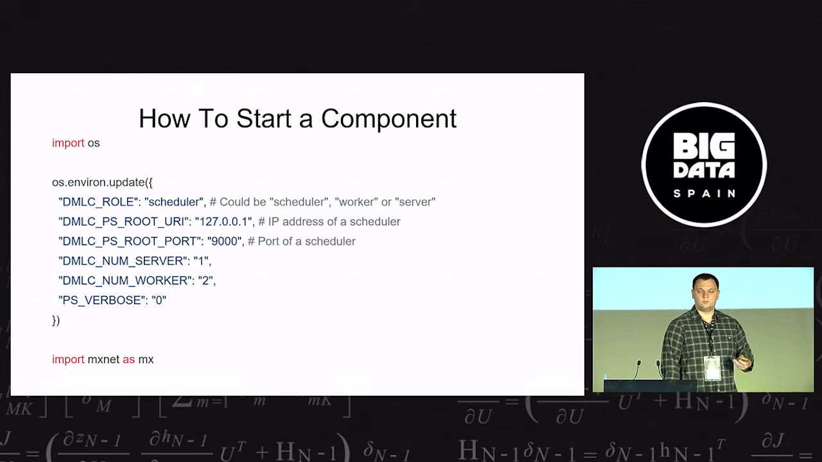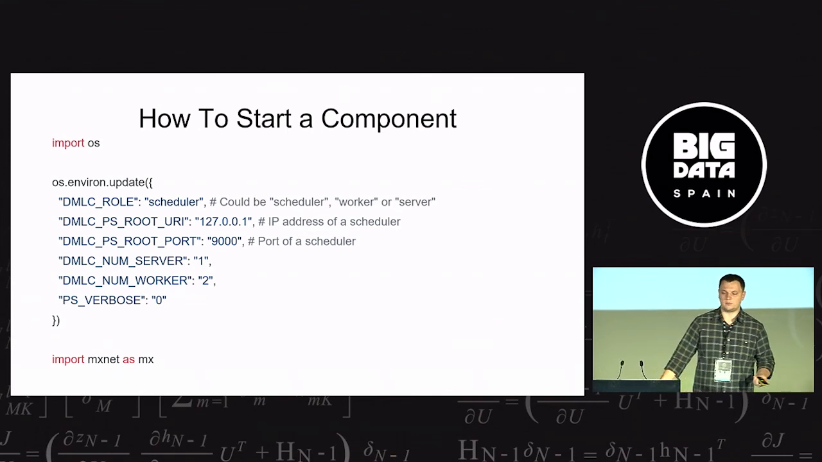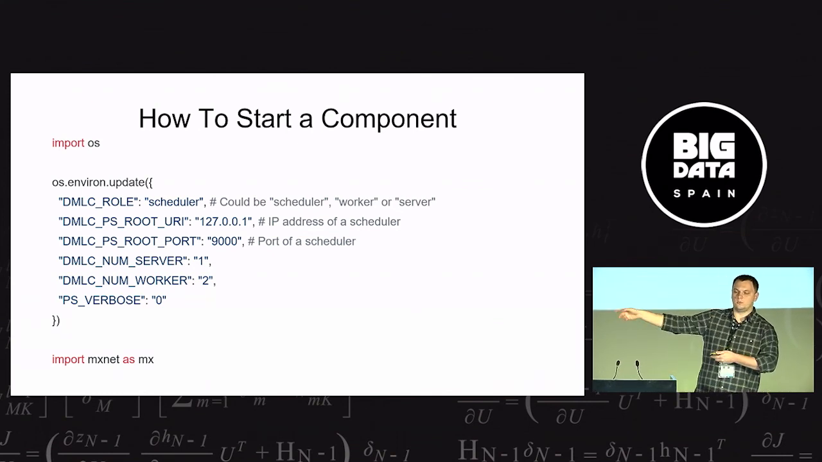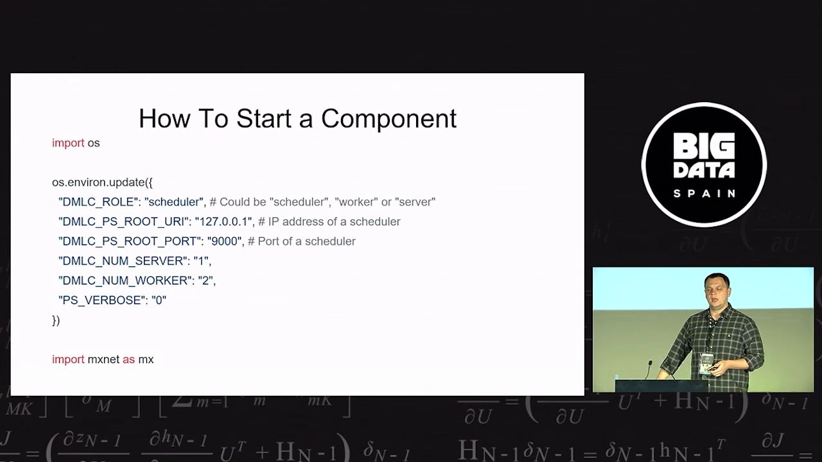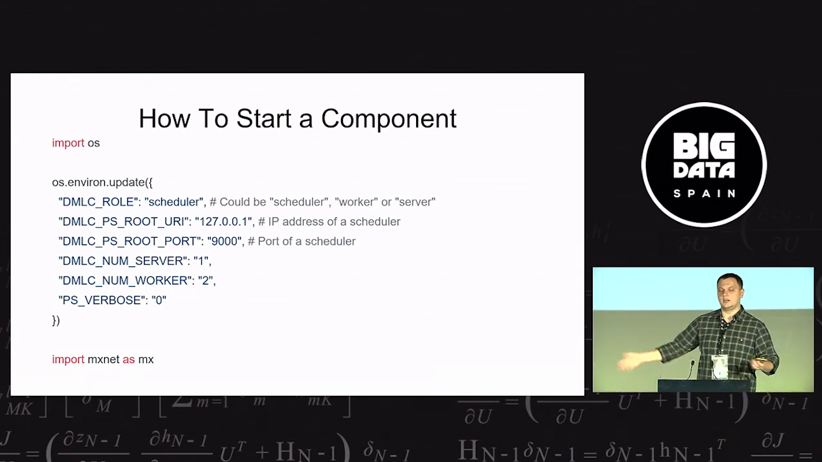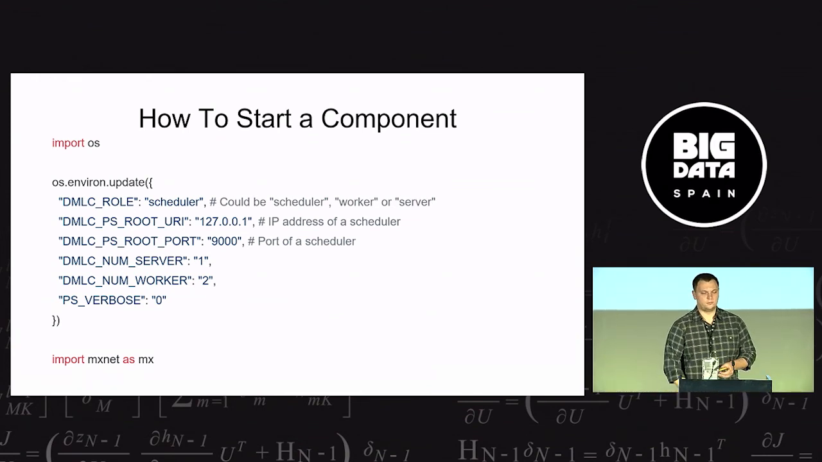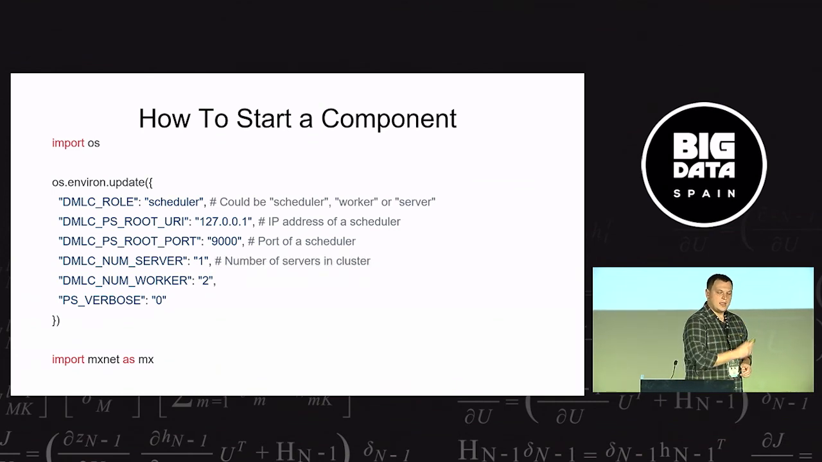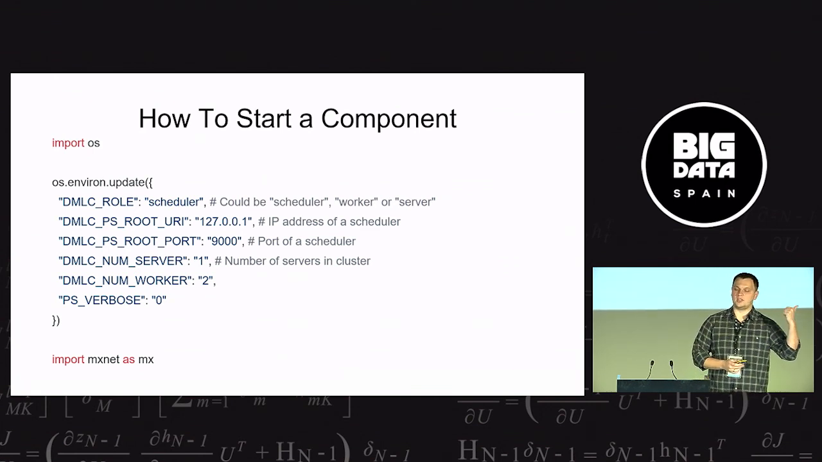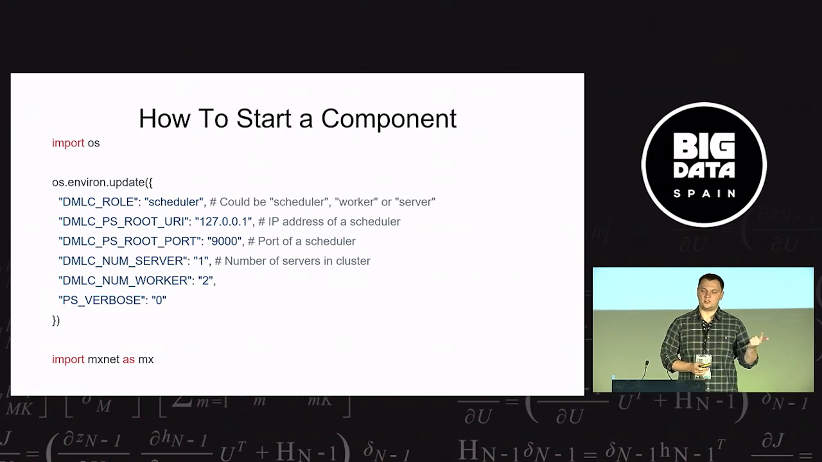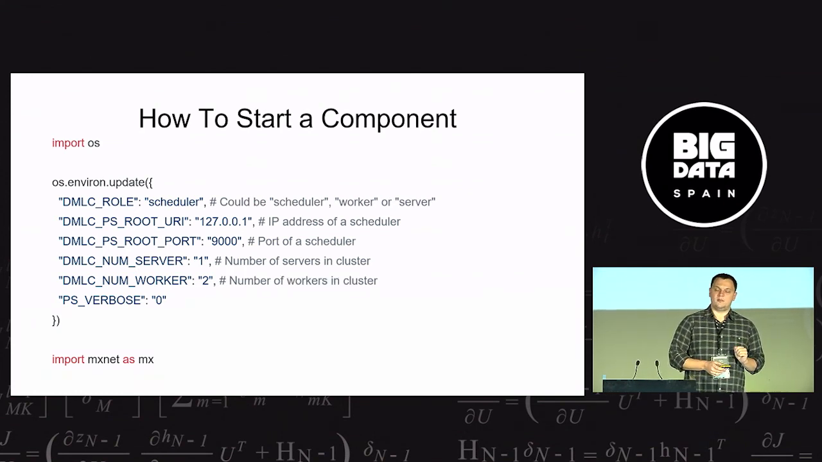The same goes for the port. This is always the port of the scheduler, even if you're starting the worker, because the worker needs to know to which port of the scheduler to go and tell it, here I am, I'm a worker, I want to be added to the cluster. Next, each logical entity needs to know about the configuration of the cluster. To be precise, it needs to know the number of servers and the number of workers in the cluster. This is kind of important.